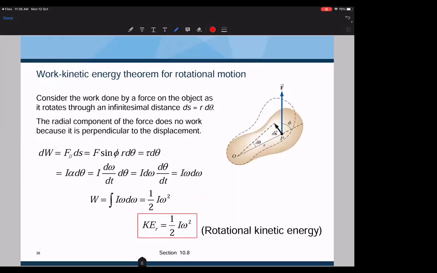Work done. The definition of the work done is similar to the case of a linear motion. In the case of linear motion, it is F times ds. In the case of a rotational motion, it is the net torque, well, actually the torque times d theta.